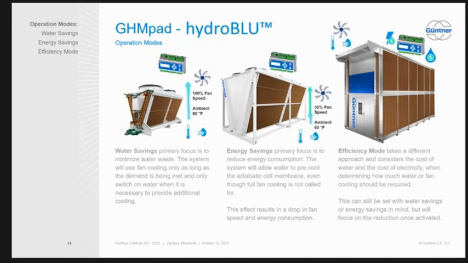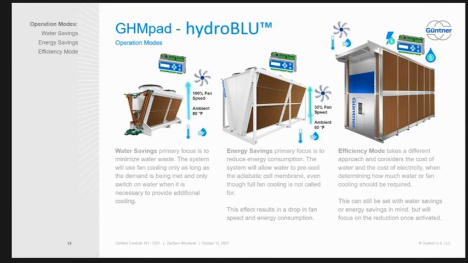Let me say that again in a different way. The GHM controller is going to be looking at the fan speed, and if you don't touch it from the factory, it's going to wait for the fans to get to 90% fan speed and the ambient temperature to get to 71 degrees Fahrenheit, and then it's going to kick the water on. It will continue to use the water until either the fans drop below 80% or the ambient temperature drops below 71.